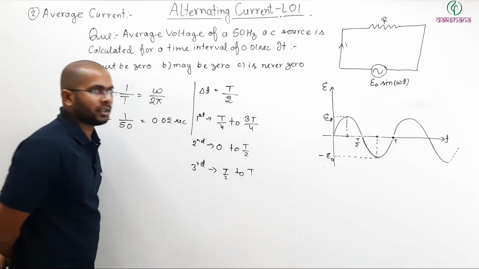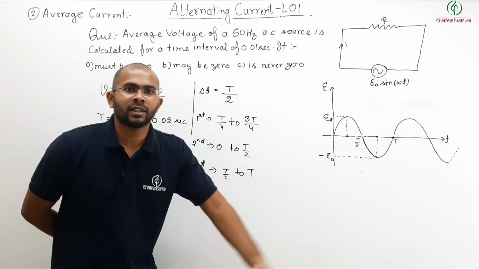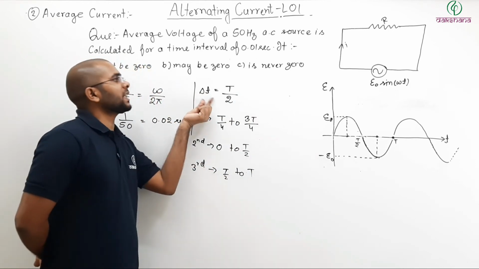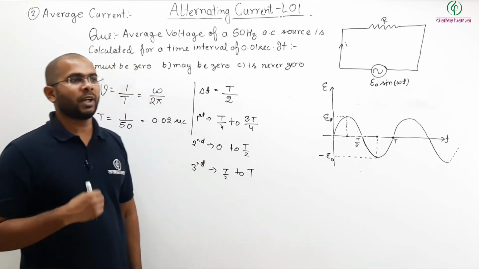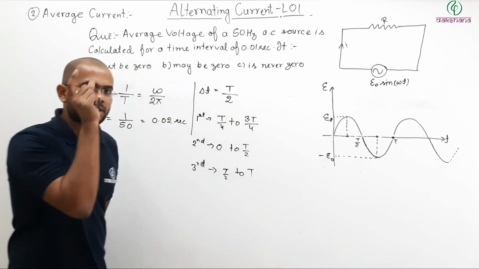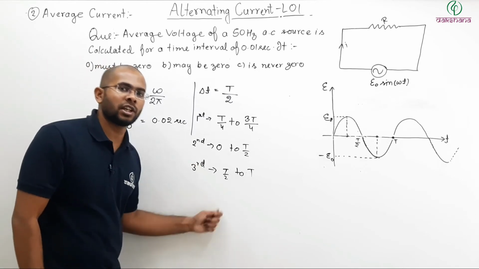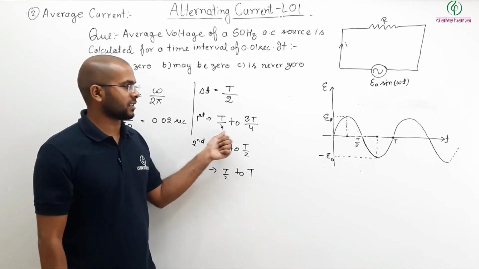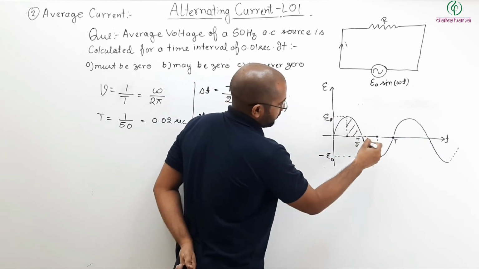So depending upon your starting point and your end point, your average may change for the same time interval. The time interval will remain the same, but depending upon where you start and where you finish, for the same given time period, your I average may change. So in this case we have seen, in the first case, from this point to this point, because again this area is positive, this area is negative.